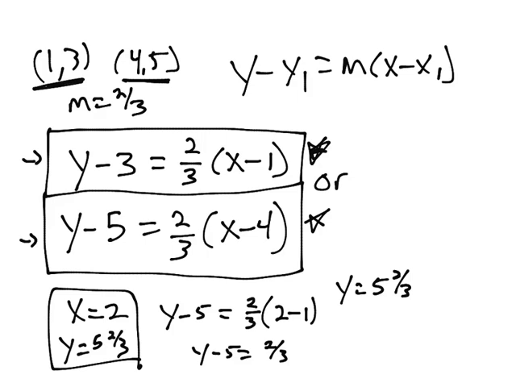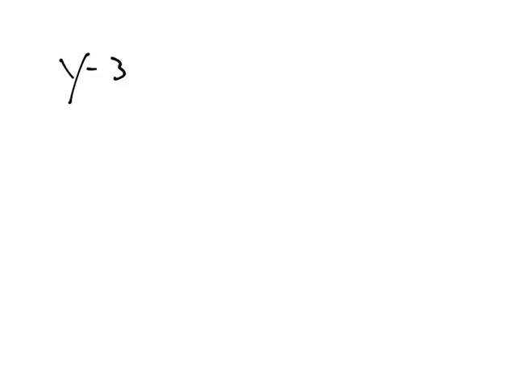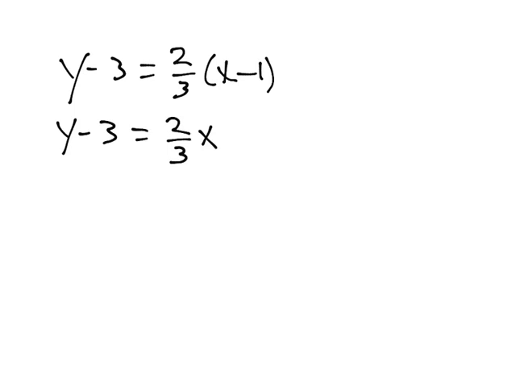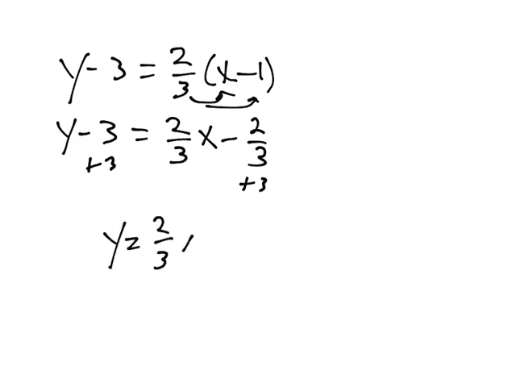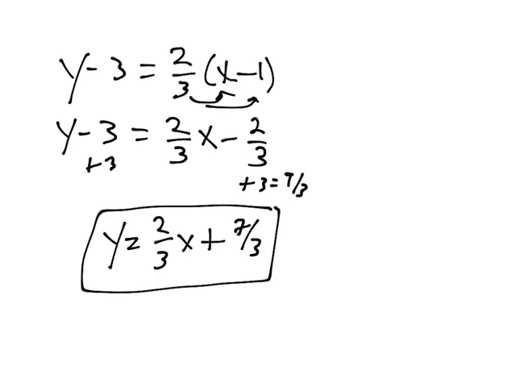I can also take this form, y minus 3 equals 2/3 times x minus 1, and do some algebra cleanup without any specific x and y values. We'll distribute the 2/3, then we'll add 3, so we get y equals 2/3 x plus 3 is 9/3, so this is going to give us 7/3. So I get another form of the equation, y equals 2/3 x plus 7/3.